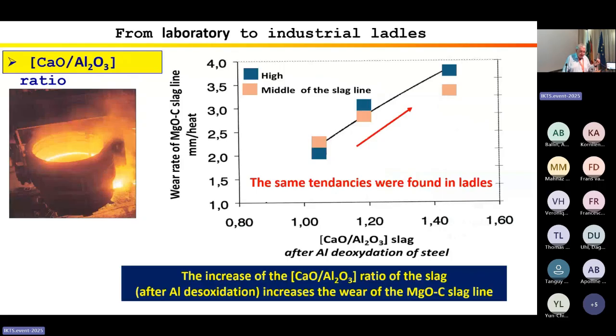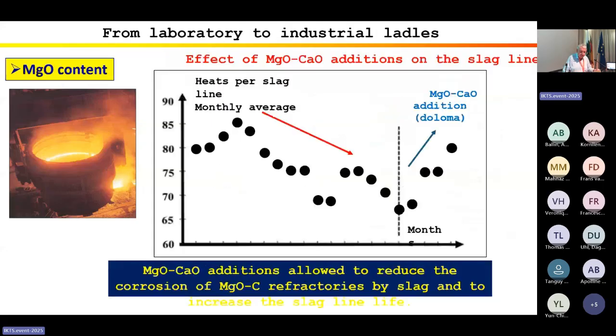Here, this figure represents the wear rate of magnesia graphite in steel ladle versus the ratio lime alumina of slag after aluminium deoxidation of steel. That means that we have a really key parameter to decrease the wear of magnesia graphite by slag, by playing on the lime alumina ratio. And concerning the magnesia, it's the same effect.